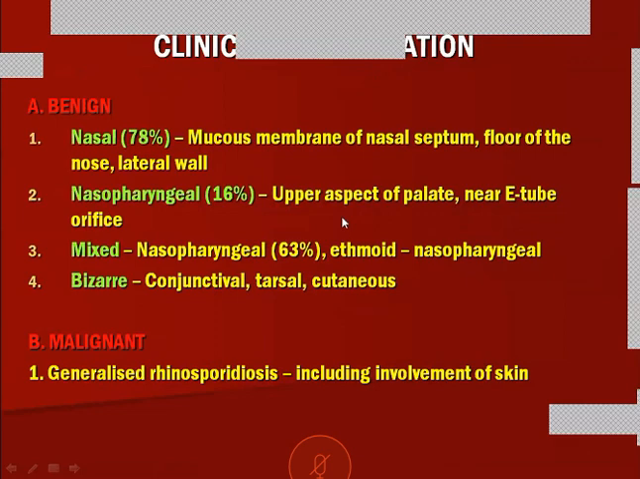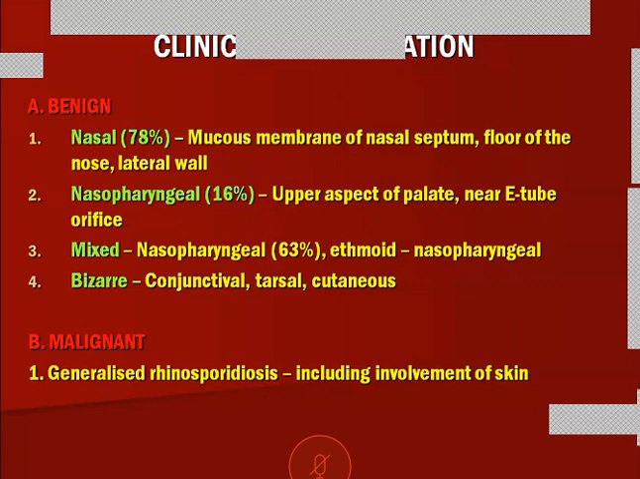The clinical presentation can be divided into benign or malignant. Malignant means the severest form: if there is extensive rhinosporidiosis with systemic involvement, then we call it malignant, otherwise known as generalized rhinosporidiosis, with involvement of the skin, liver, and bones. These are all the things which can get involved.